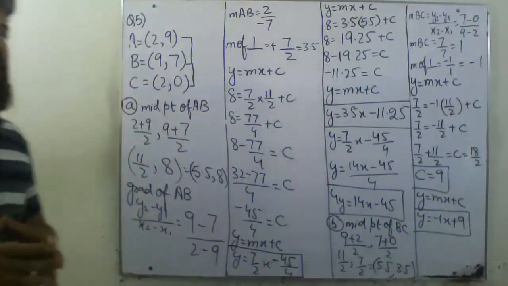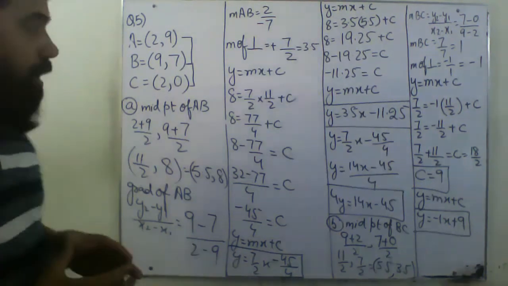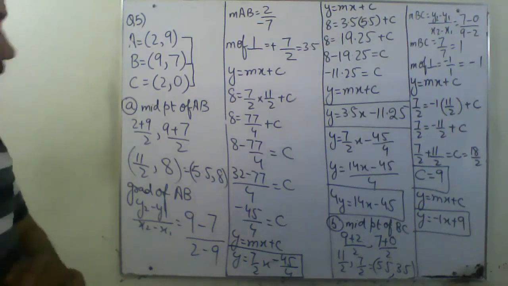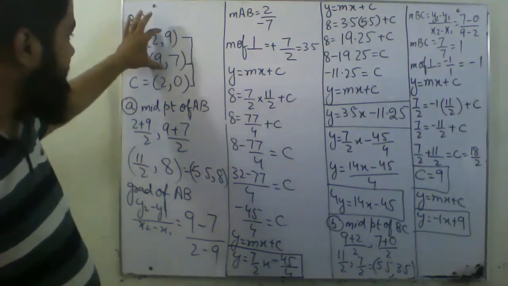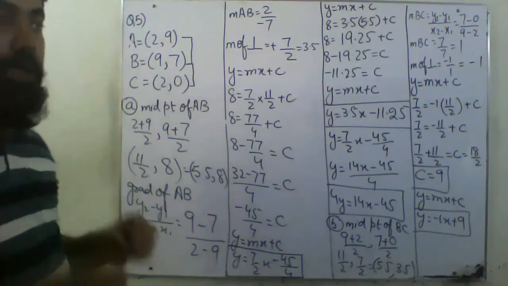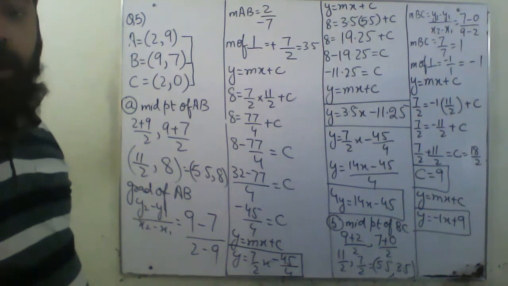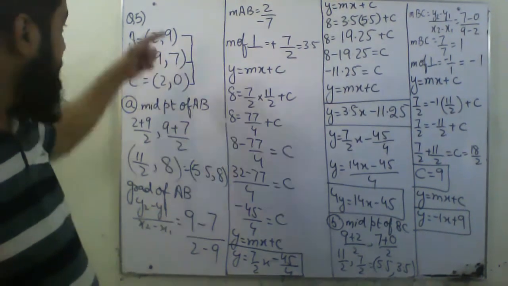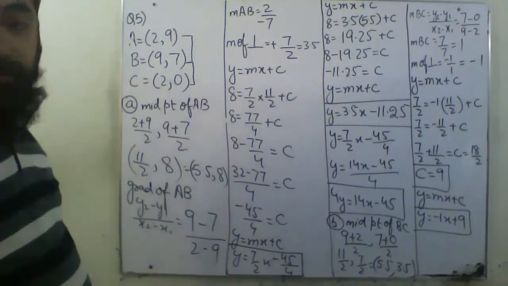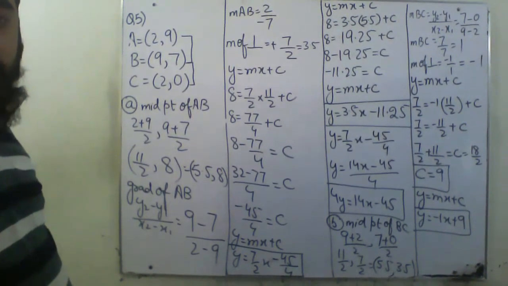Now in part C they are saying find the intersection point of the two perpendicular bisectors. We have found the perpendicular bisector of AB. We have found the perpendicular bisector of BC. Now they are saying find the intersection point of the two perpendicular bisectors AB and BC. Pause this video and try to find those coordinates.